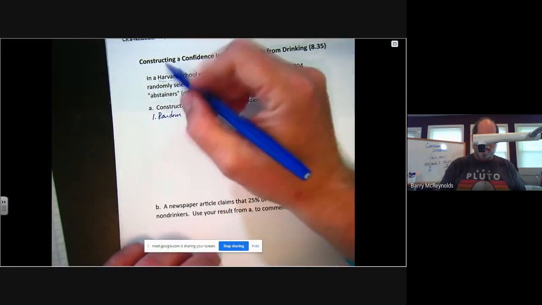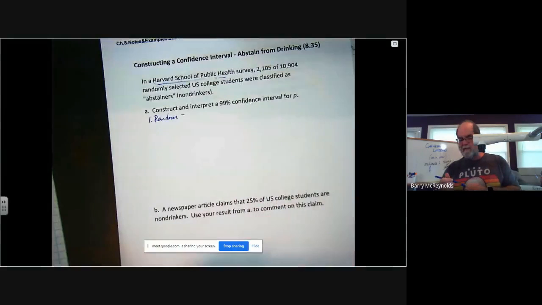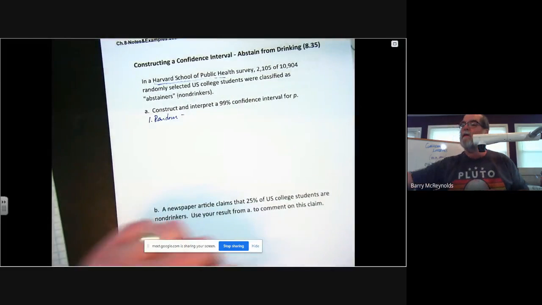well, both of my pens have gone dead. What's going on?